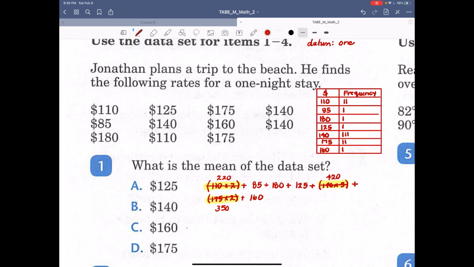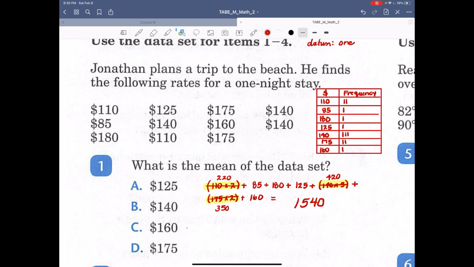Now this is where if you and I were in a classroom together, we would check ourselves against each other. I came up with 1,540, and I hope that is what you got as well. So we're going to say that all of this equals 1,540.